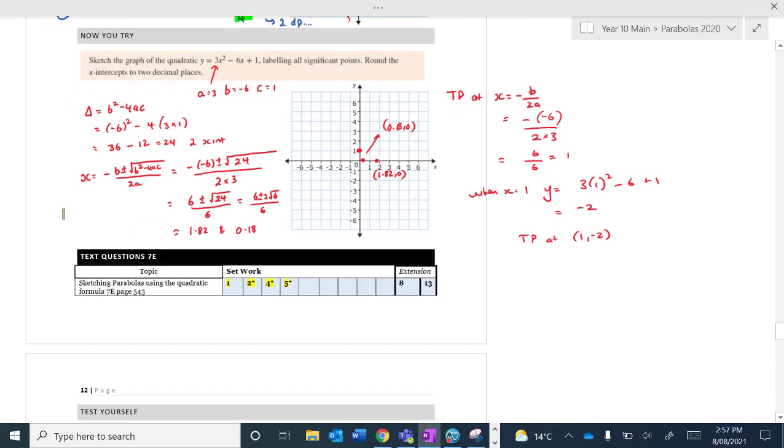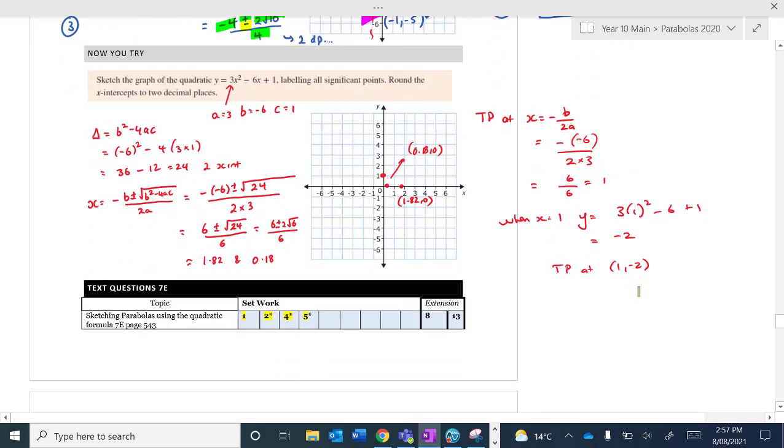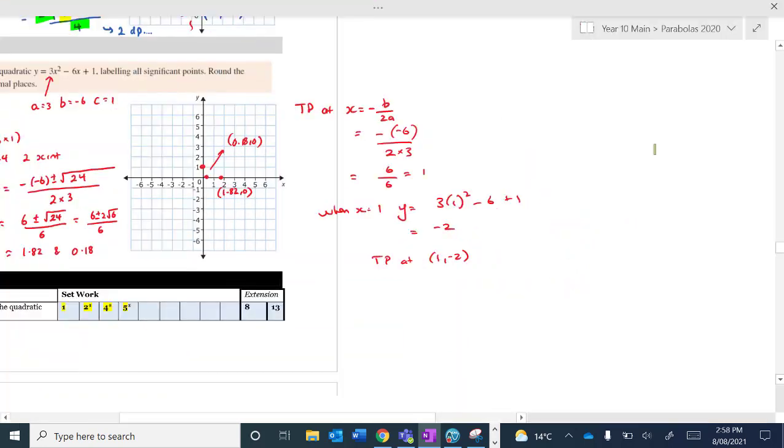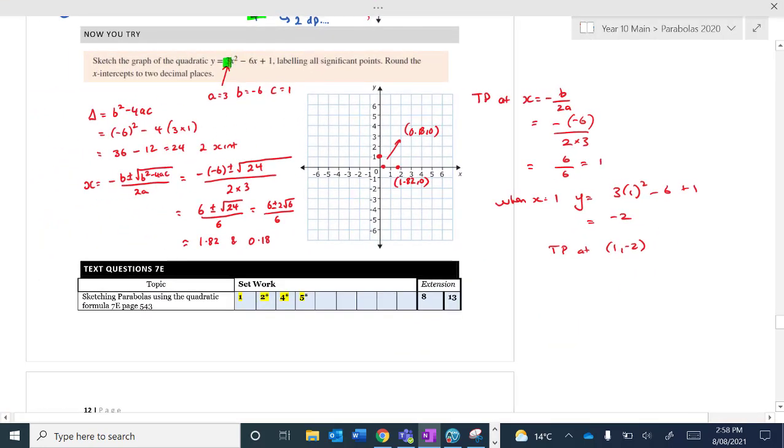All right, so again, this 5-stage process. First of all, we need to identify what A, B, and C are. We've got that A is 3, B is -6, and C is 1. We're then using the discriminant to find how many turning points we have. When we do that, -6 all squared, minus 4AC gives me 36 take 12, which is 24. That means that there's 2 x-intercepts.